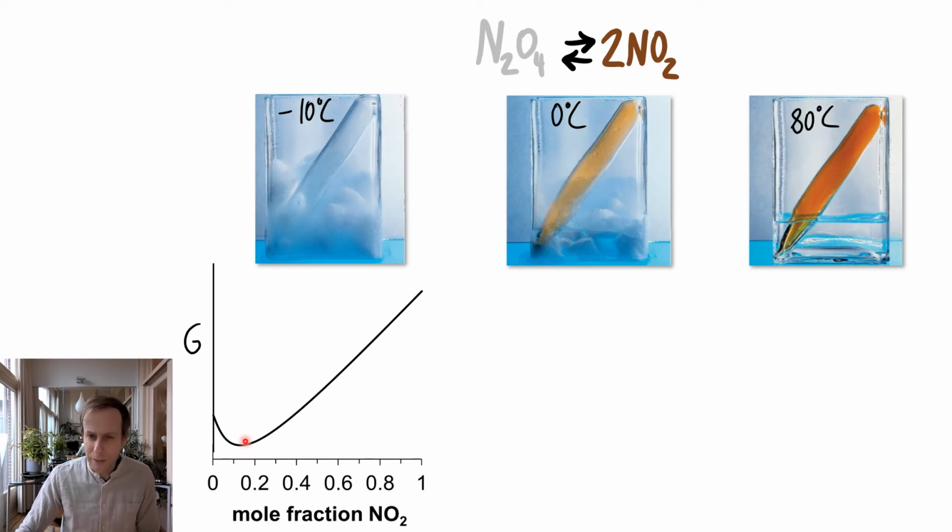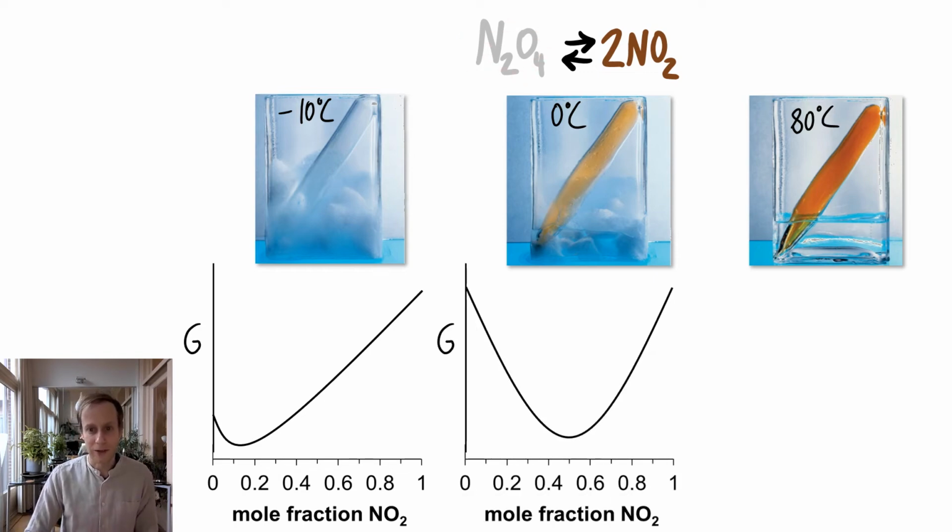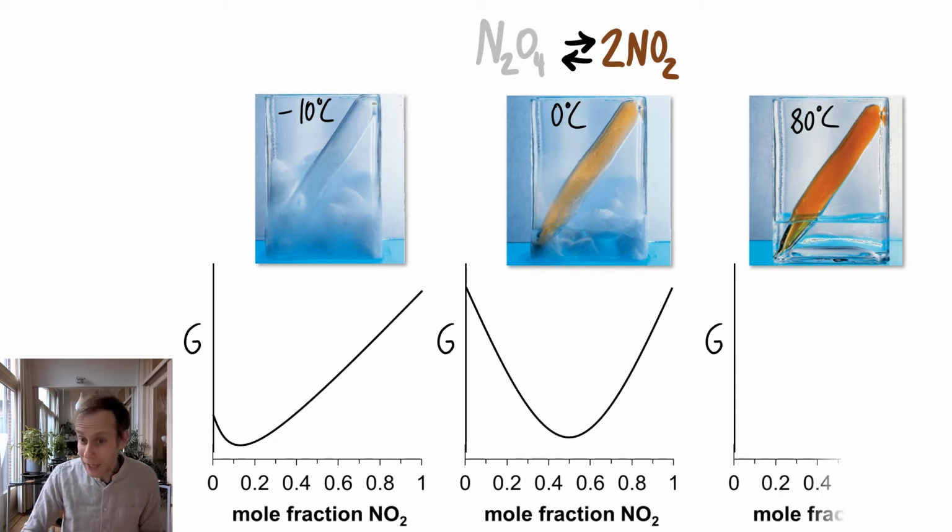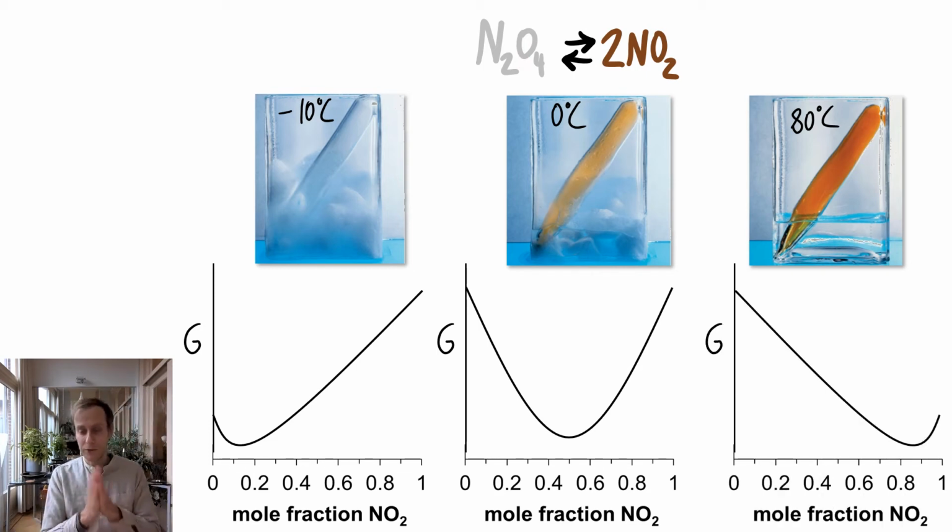That means at minus 10 degrees Celsius, the equilibrium is shifted to the reactants. At 0 degrees Celsius, actually, the equilibrium is right in the middle, where you have a 50-50 mixture of dinitrogen tetroxide and nitrogen dioxide. At the high temperature, the equilibrium is shifted to the products, to the nitrogen dioxide. And you have a majority of nitrogen dioxide in the gas. That's why the gas becomes so brown. So you see, the equilibrium seems to depend on the temperature here.